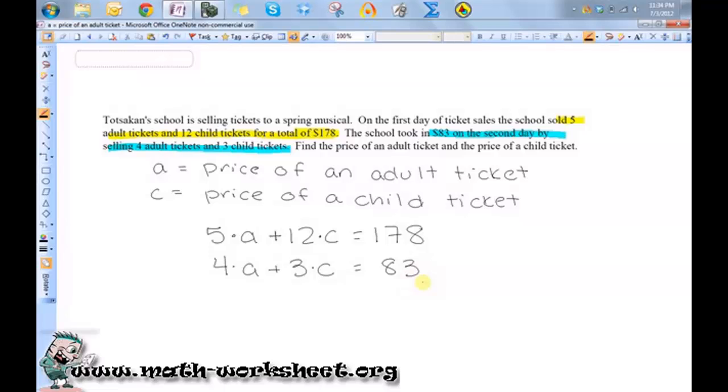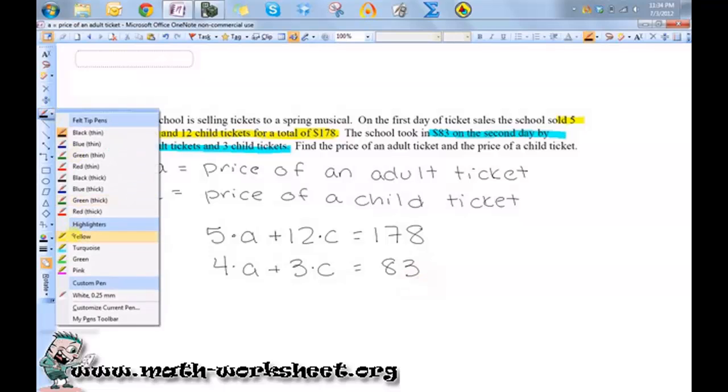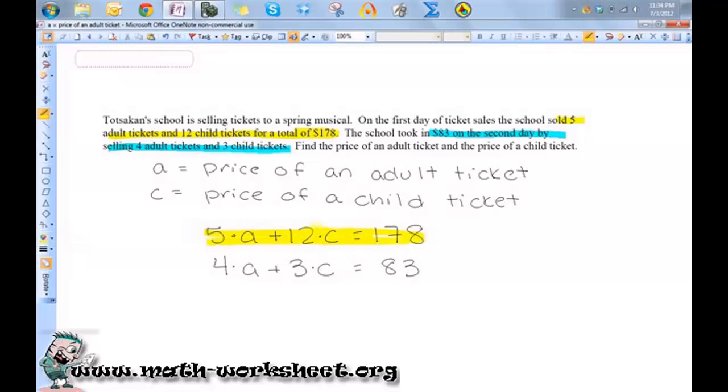Okay, so here are my 2 equations. This one would come from the data in yellow, and this one would come from the information in turquoise. Okay, so what I'm going to do is solve this by the addition method. Whenever you use the addition method, you want the coefficients on one of the variables to be the opposite of each other in the 2 equations.